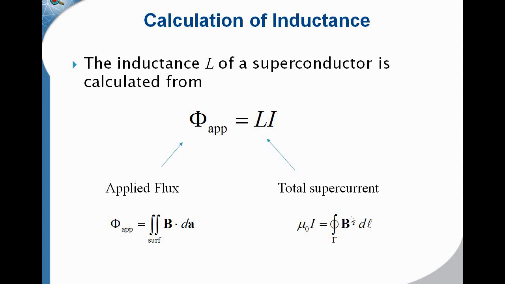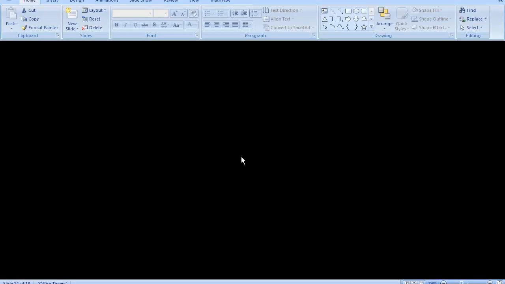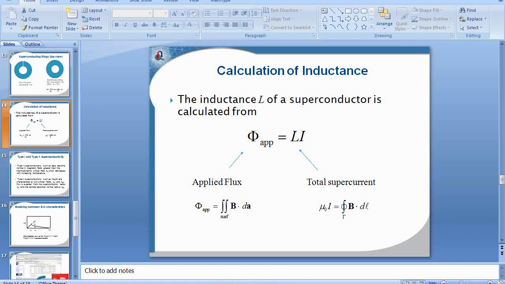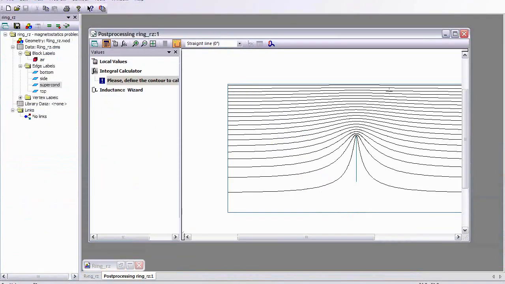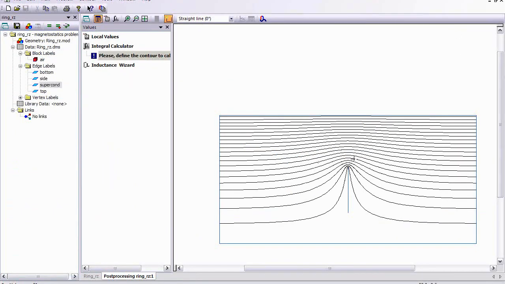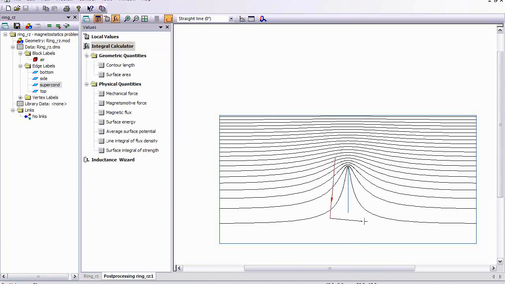The total current in the ring we can get from Ampere's law that says mu naught I is the line integral of B dot dl. So let's go ahead and calculate the total current flowing in the ring, and then I can illustrate how we calculate the flux and hence the inductance. So what I need to do is to create some contour around the ring, and I will do this using my contour tool here. So I will calculate a contour here around the ring.